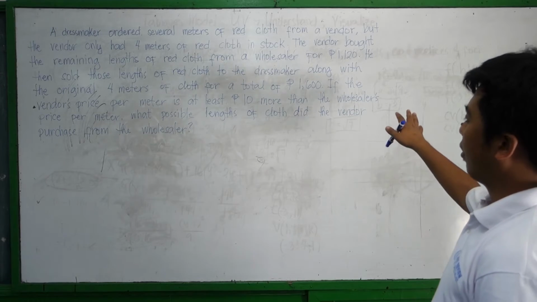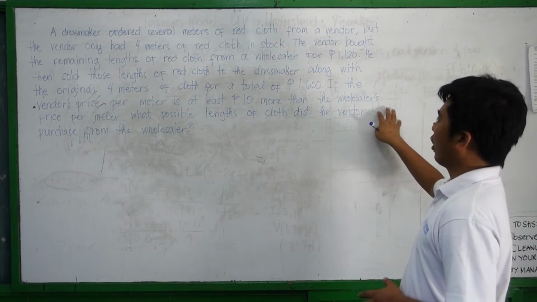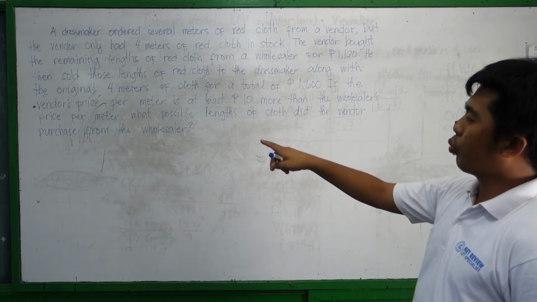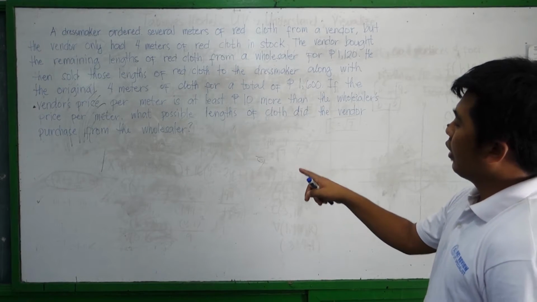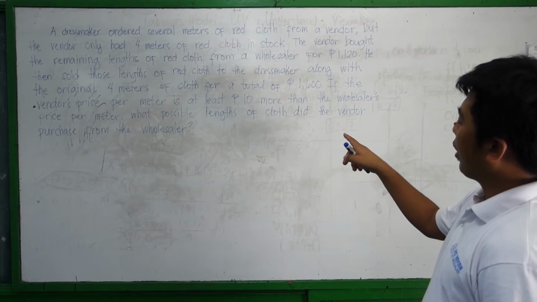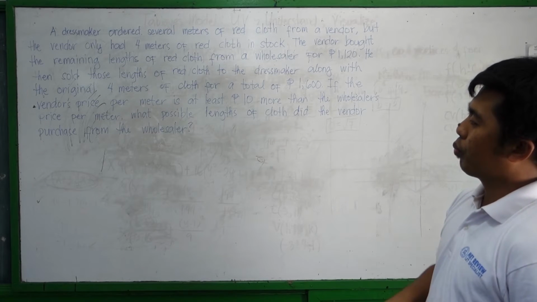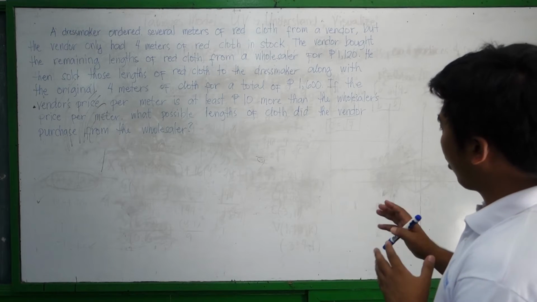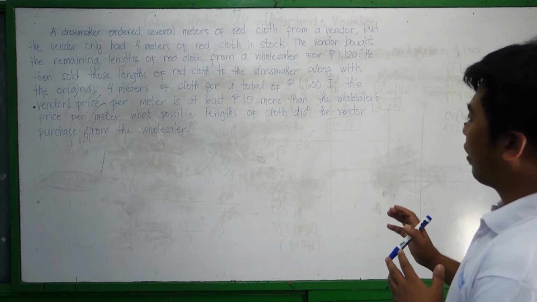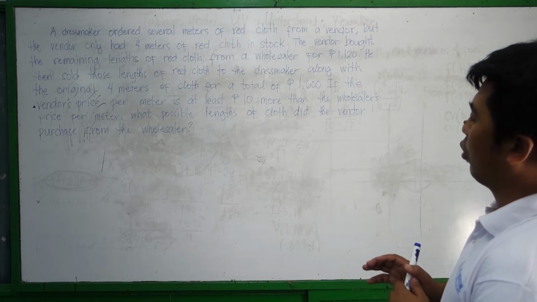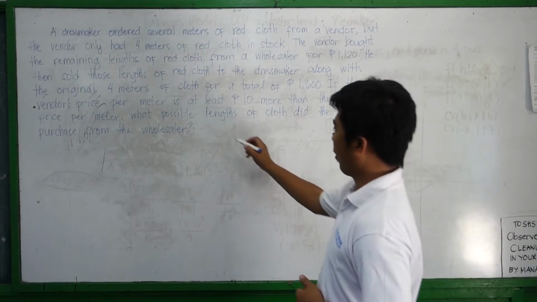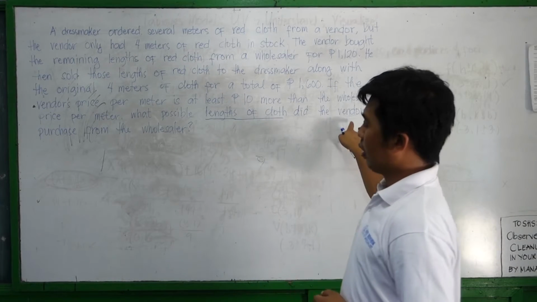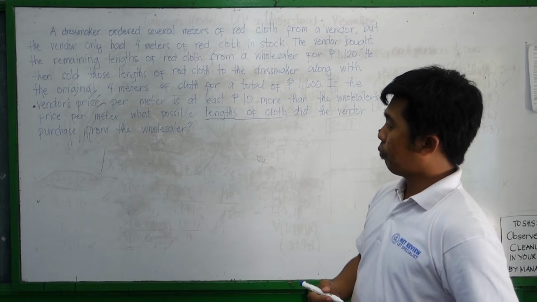So here is the question in this part and the condition. If the vendor's price per meter is at least 10 pesos more than the wholesaler's price per meter, what possible lengths of cloth did the vendor purchase from the wholesaler? So this is the main question, guys. The length of cloth the vendor purchased from the wholesaler.